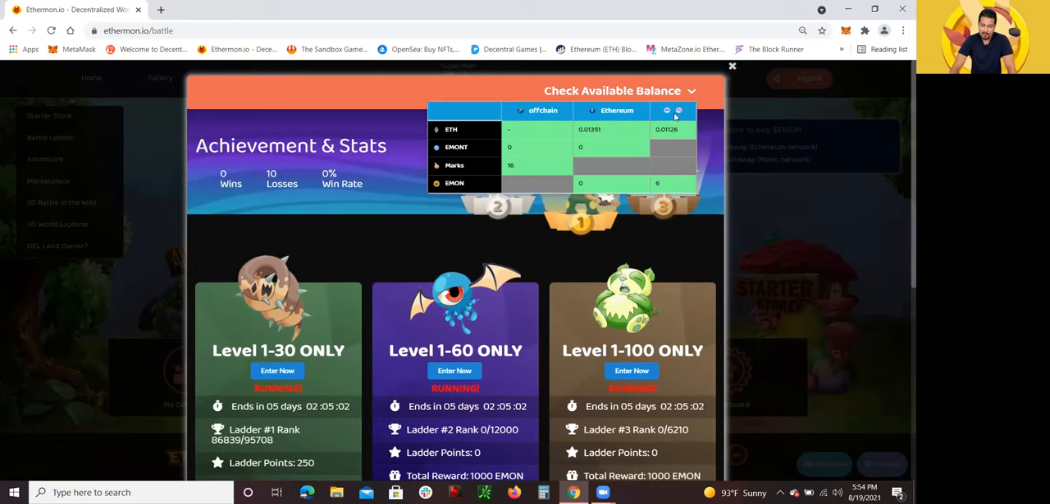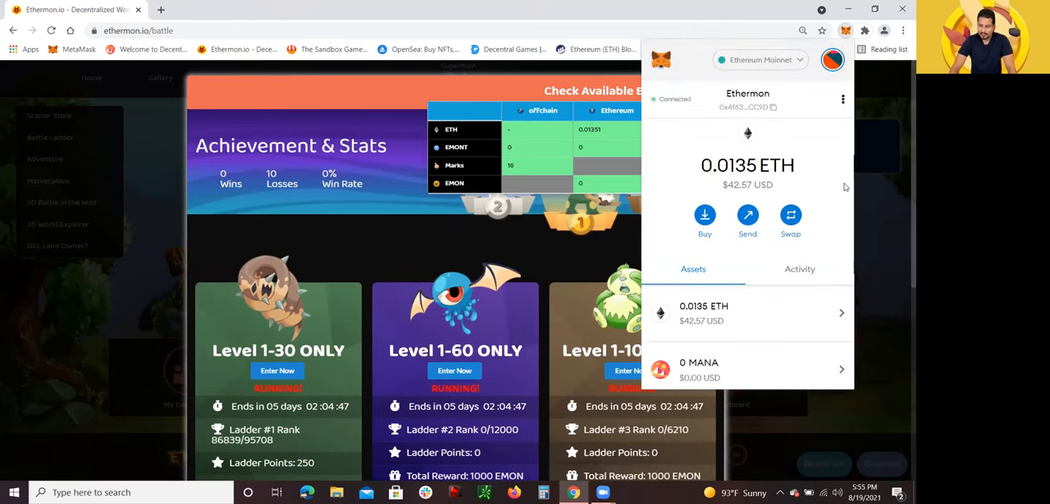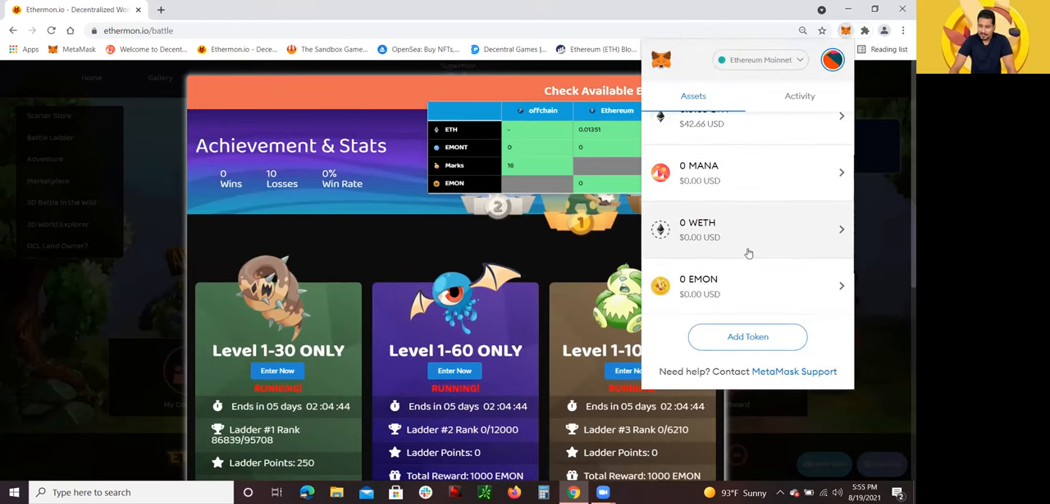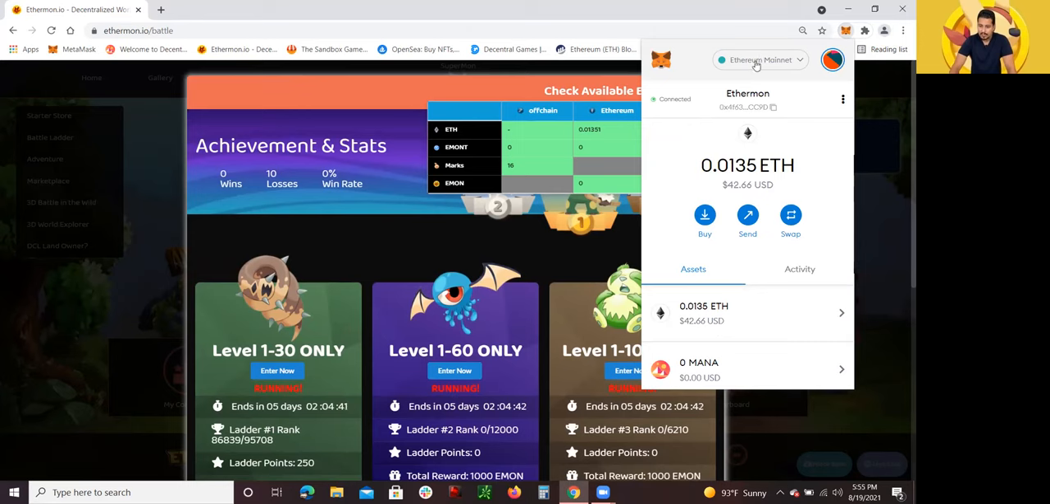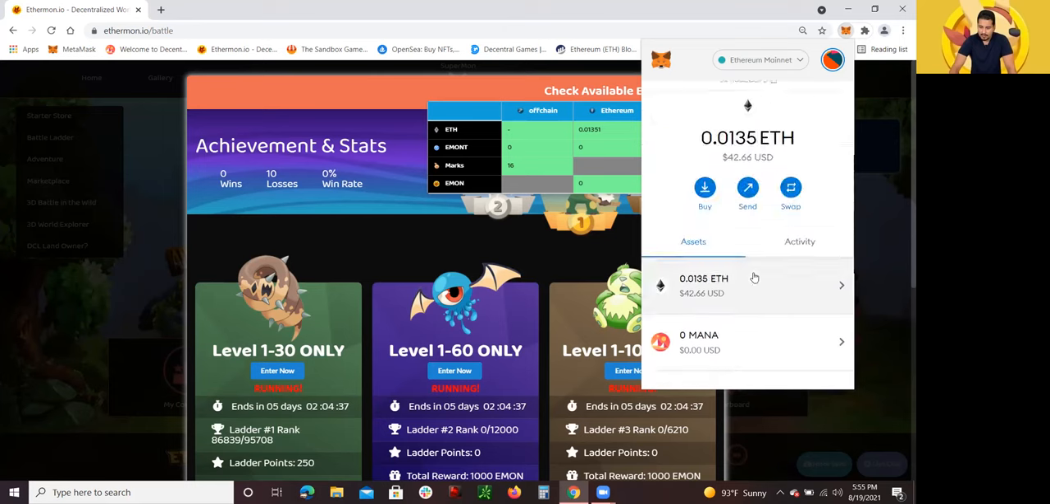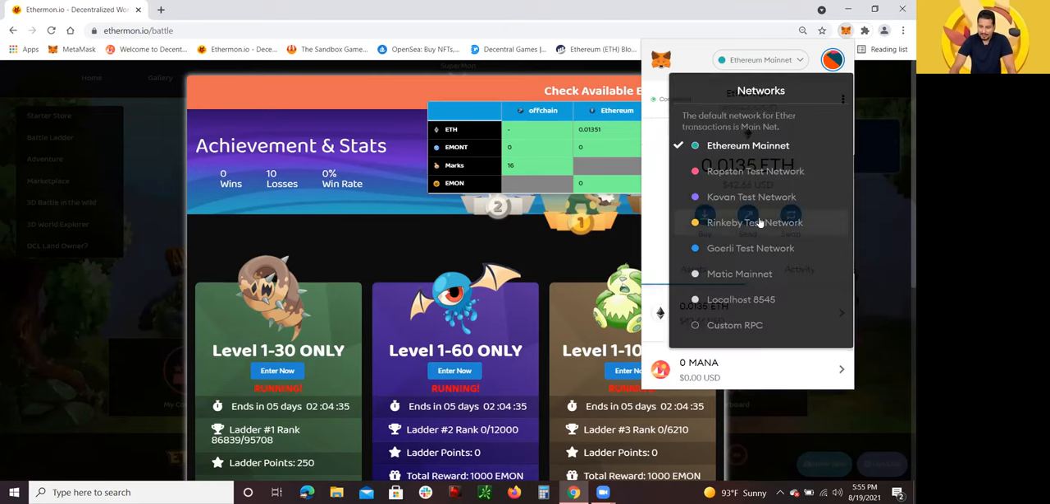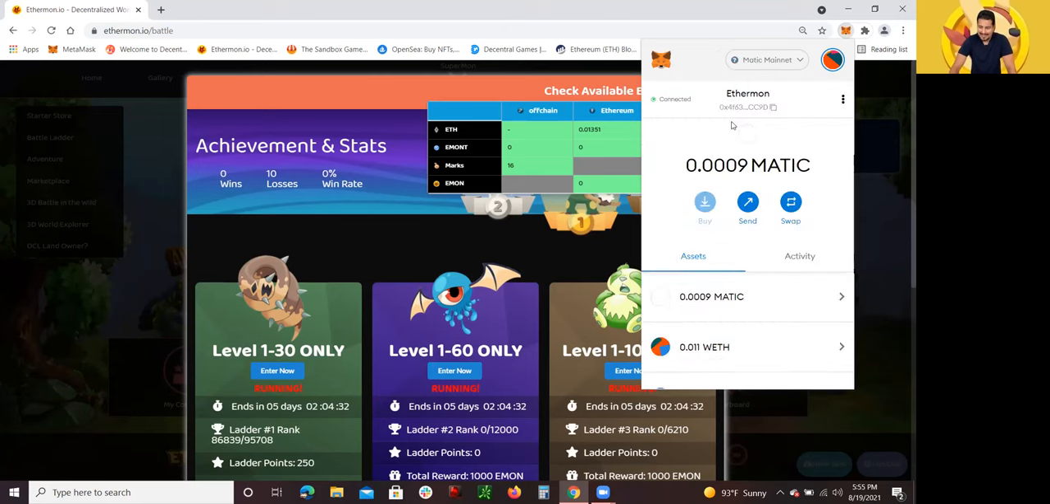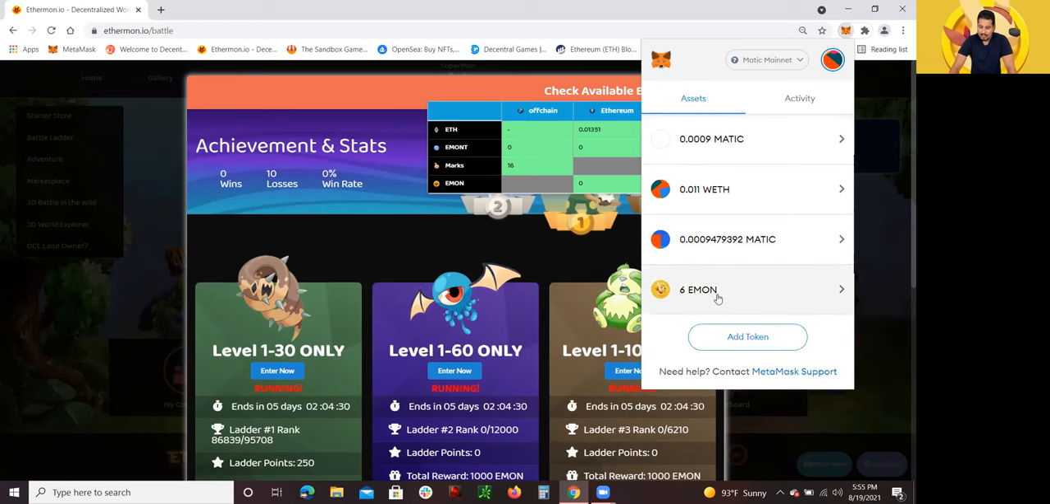It's actually on the Polygon network. And just to kind of show you where I have it, I actually have it in my MetaMask wallet. So let me access my MetaMask wallet so I can show you guys. Actually, there it is. So right now we are in the Ethereum main network. And that's very, very important because I'm going to show you guys why that matters. And I'm going to switch now to the Matic or the Polygon network. And you guys can see here's my EMON.